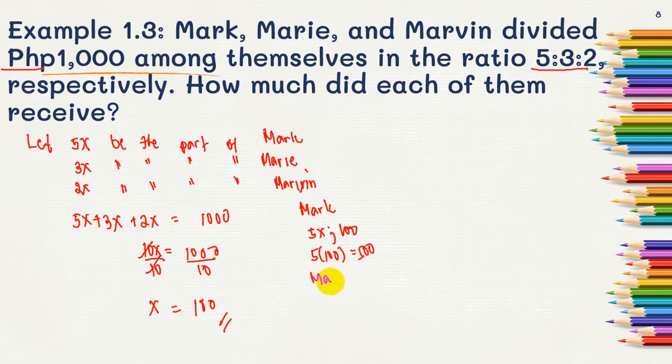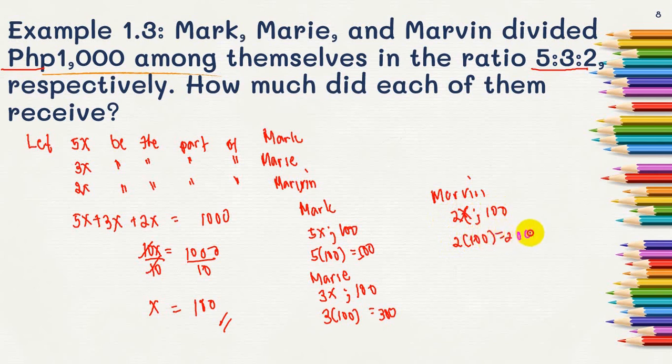Then for the part of Marie, we have 3x. 100 is the value of x. So 3 times 100 is 300. Then let's have the part of Marvin. So for the part of Marvin, it is 2x, and the value of x is 100. Substitute. So 2 times 100 is equal to 200. If you check 500 plus 300 plus 200, you will get 1,000. So these are our final answers.